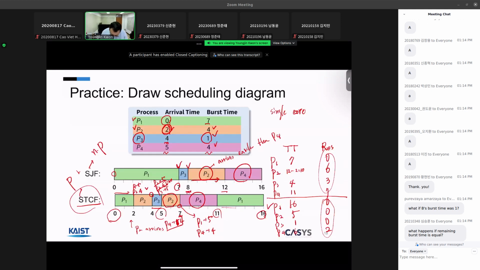Likewise here, at this point, P2 has 4 and P4 also has 4. So their burst times are the same, but P2 arrived earlier. So using the tie breaking rule, P2 is selected first. Okay. So that's the kind of equal tie breaking, right?